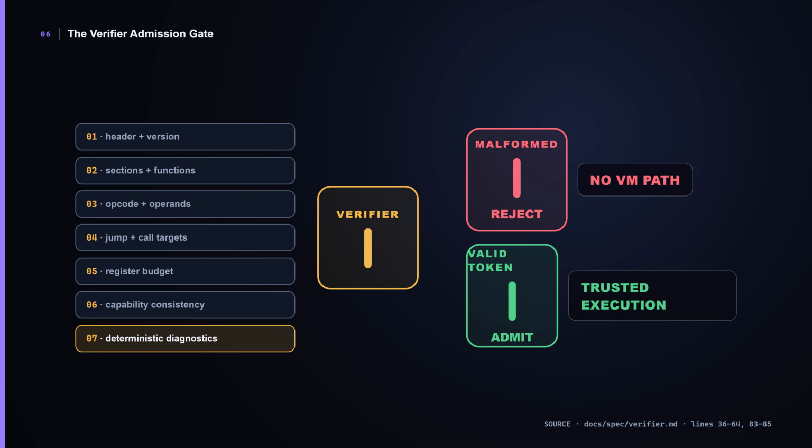Even an artifact emitted by the project's own compiler still crosses the verifier boundary. That is what verifier first means here. The compiler constructs a candidate program. The verifier independently decides whether the candidate satisfies the executable contract. The VM is not asked to discover malformed structure while already running it, and VM execution never substitutes for admission.